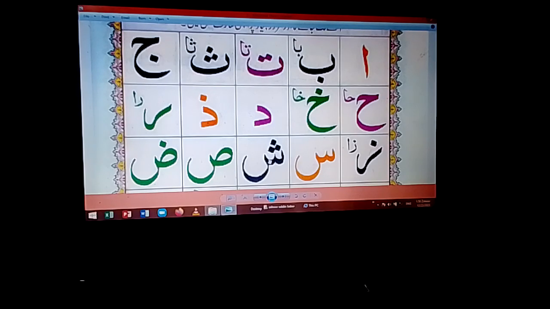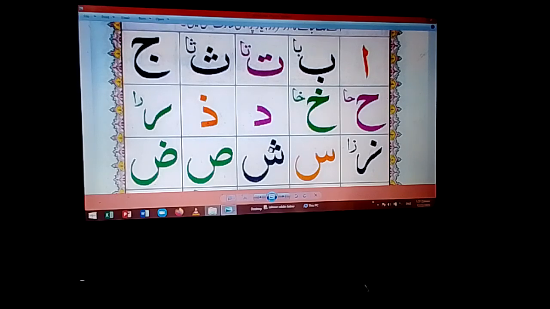Again, what makes them different? Only dots. If dots are there, that would be sheen. If there is no dot, that is seen. And remember one more thing, we learned another letter which has three dots on top. It was this one, first line, fourth letter. This letter also has three dots on top, and then again here in the third line, the third letter has three dots on top. Then how would you make the difference? How would you understand that?